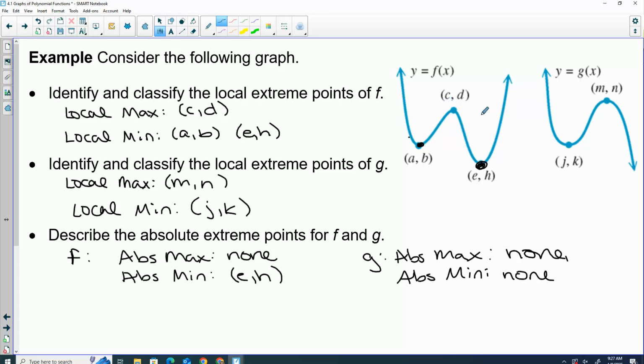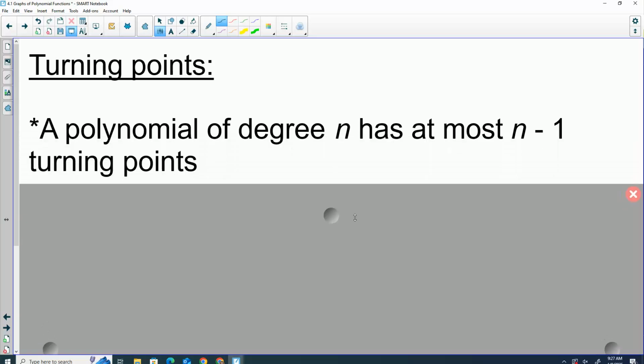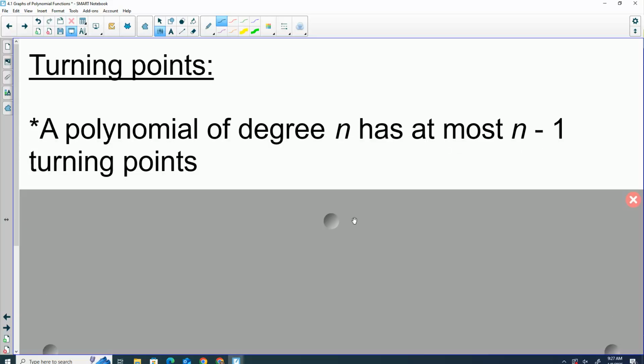These turning points are actually related to the degree. When you are looking at the degree, you can have at most 1 fewer turning points. So for instance, if my degree is 10, how many turning points could I have? 1 less. So it would be 9 turning points. Now at most, it doesn't have to have 9, but it could. If I said my degree was 7, how many times could it change direction? 6. So it's always 1 less.